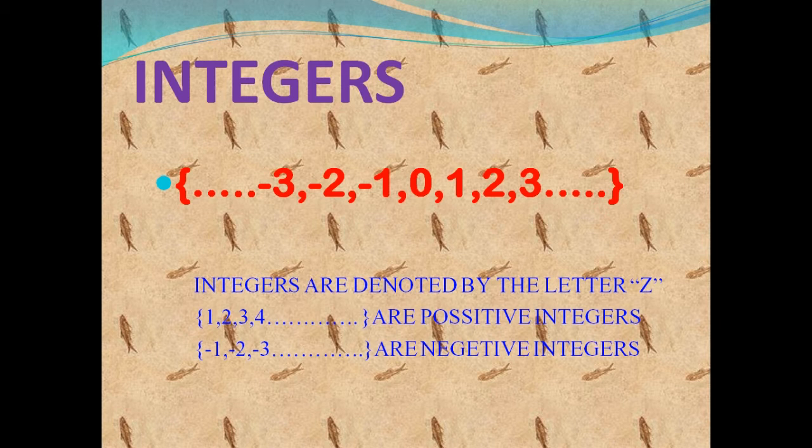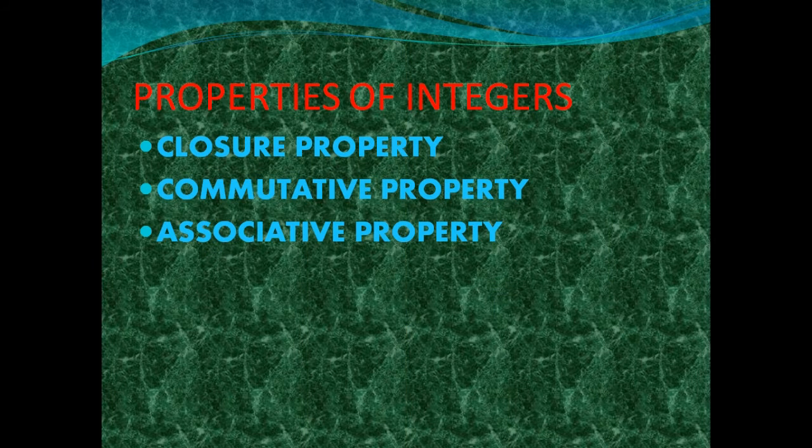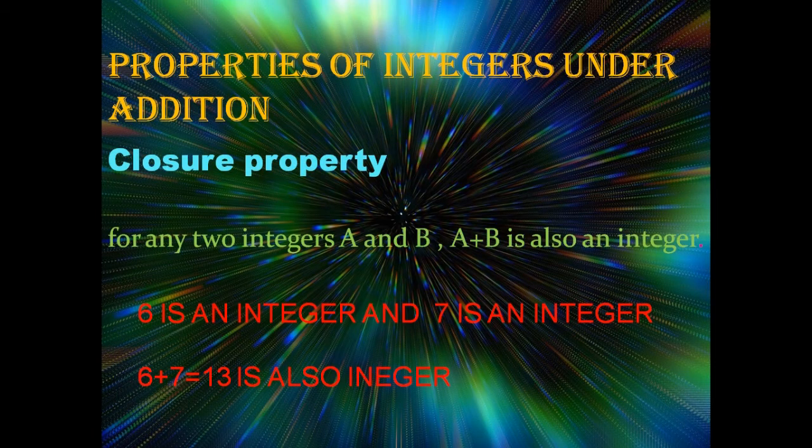And next, go for the properties of integers. What are the properties we have under integers? We have the closure property mainly, the commutative property, and the associative property. First, you see the closure property. Properties of integers under addition. We are learning under addition. So what is the first property?